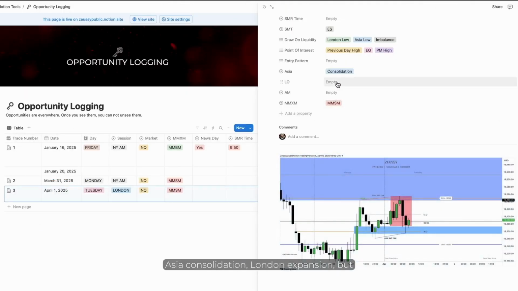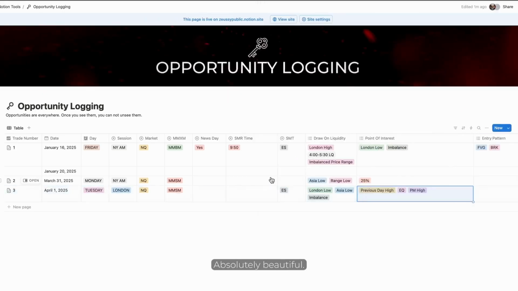Asia consolidation, London expansion. But expansion in both directions, because London both expanded higher and expanded lower, meaning it ran up higher and then it ran down lower. Buy side of the curve, sell side of the curve, full market maker sell model. Absolutely beautiful. All originating from what? From that key level and the previous day high with SMT.